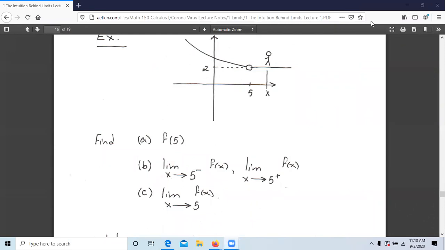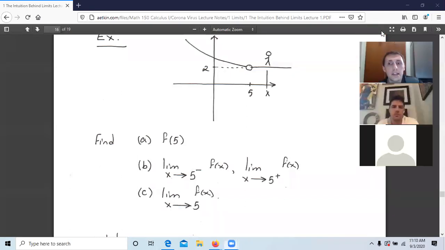Okay, thank you, guys. So indeed, the answer is that in A, there is no answer there, right? In other words, it doesn't exist because the doll cannot stand over this hole. B and C, I mean, you can just answer C. C already implies B, and C implies the left hand and right hand limit.